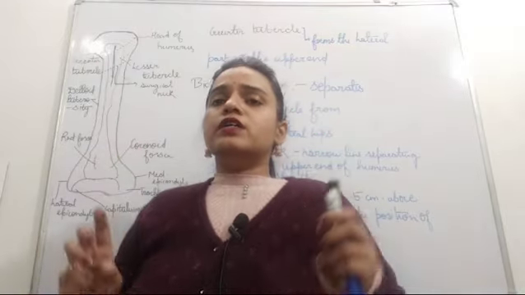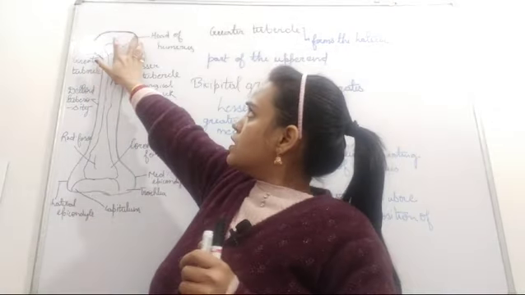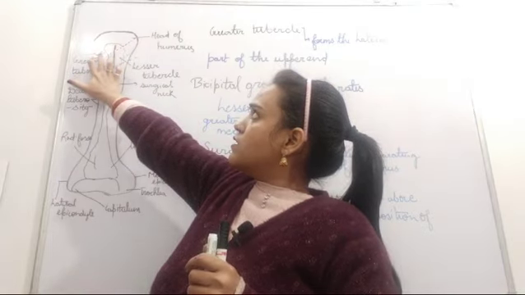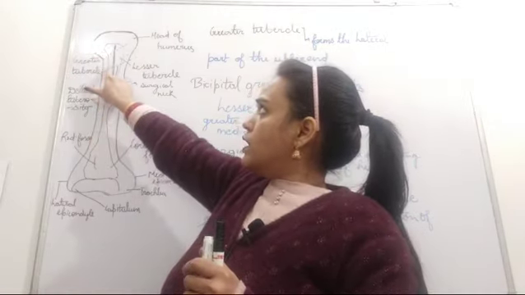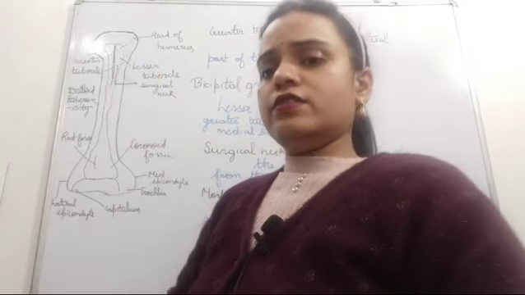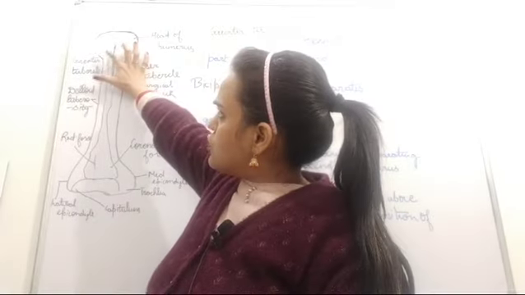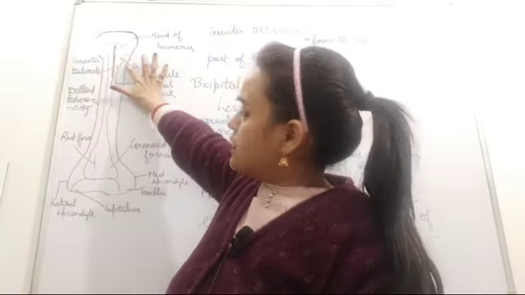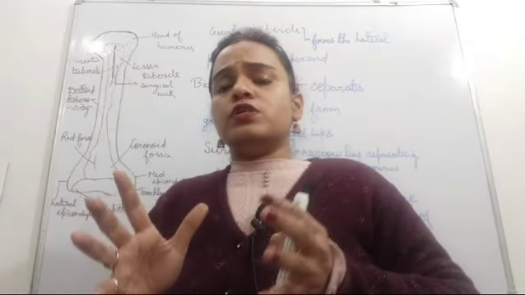Now coming to the surgical neck. What is the surgical neck? See, I have drawn here. This is the anatomical neck. The upper dotted line is the anatomical neck and the lower dotted line is the surgical neck. You can clearly see a dotted line here, just below the anatomical neck. And what does this surgical neck show?